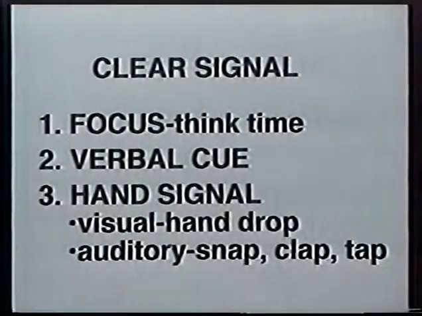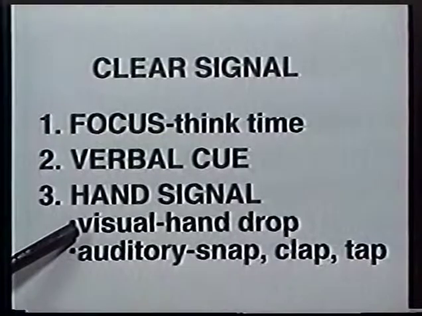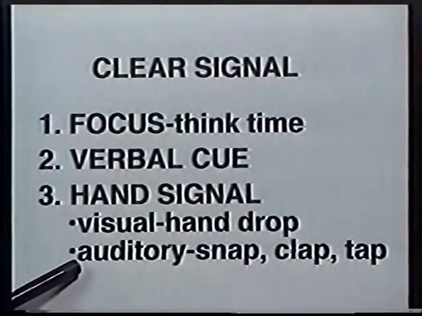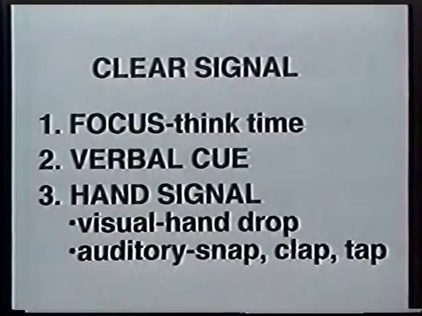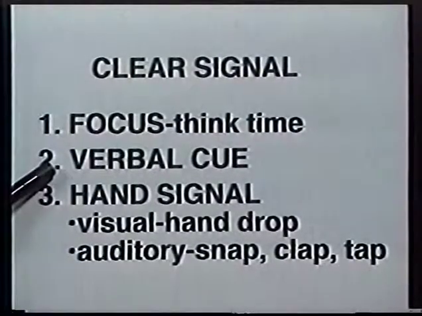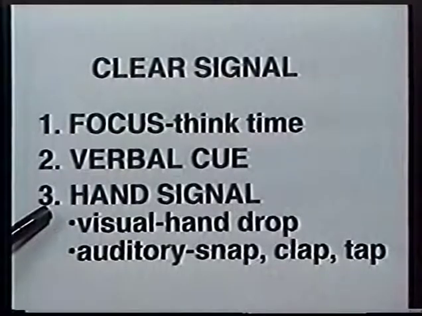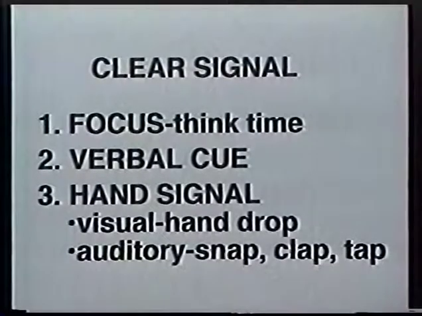In this program, the verbal cue to answer a question is, "Get ready." The verbal cue to say a word is, "What word?" If the students are looking at you, your hand signal is visual. You move your hand. If students are touching their storybooks, your hand signal is auditory, a snap, clap, or tap. The order of the signaling procedure is always the same. First the focus, then the verbal cue, and then the hand signal. Watch and respond on my signal.